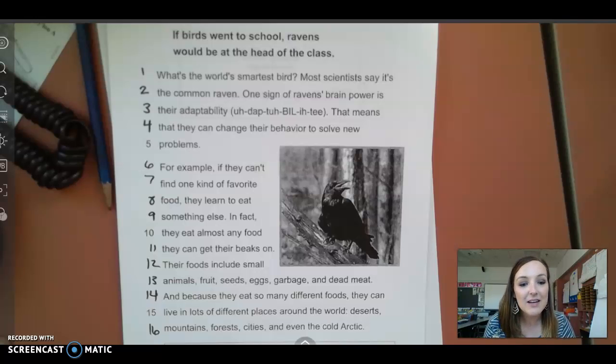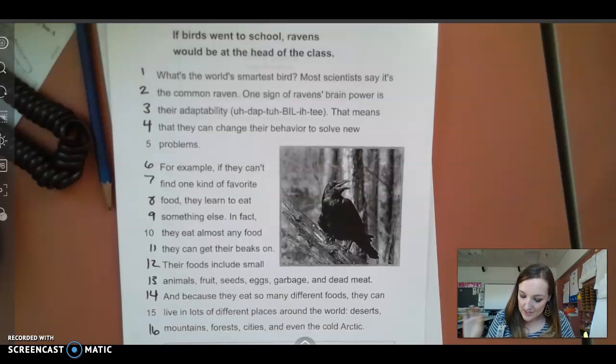In fact, they eat almost any food they can get their beaks on. Their foods include small animals, fruit, seeds, eggs, garbage, and dead meat. And because they eat so many different foods, they can live in lots of different places around the world. Deserts, mountains, forests, cities, and even the cold Arctic. Wow, so that's something that we've probably learned this week about ravens. They can live almost anywhere because they eat almost anything.